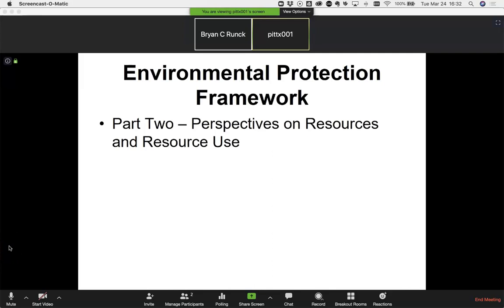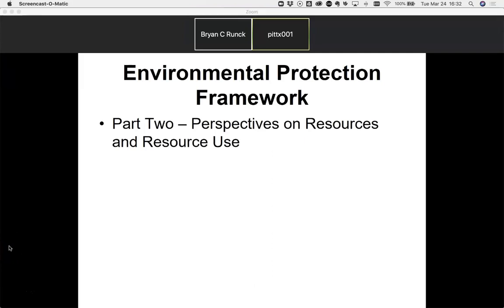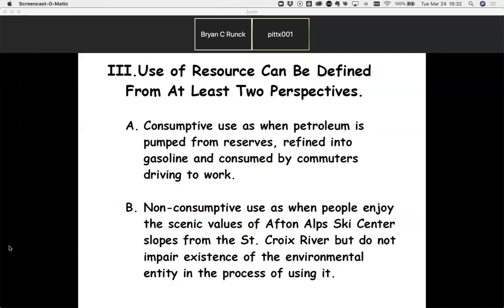In the second part of the discussion on environmental protection framework, I want to talk about perspectives on resources and resource use. We can talk about two kinds of uses. Resource can be defined from at least two different perspectives. First is what we call consumptive use, as when petroleum is pumped from reserves, refined into gasoline, and consumed by commuters driving to work.